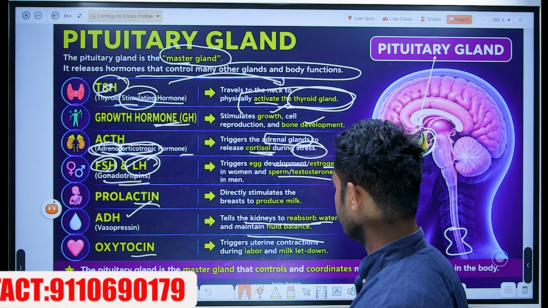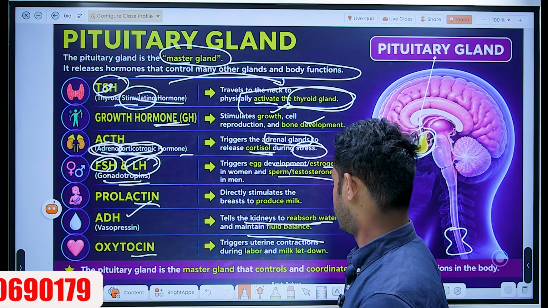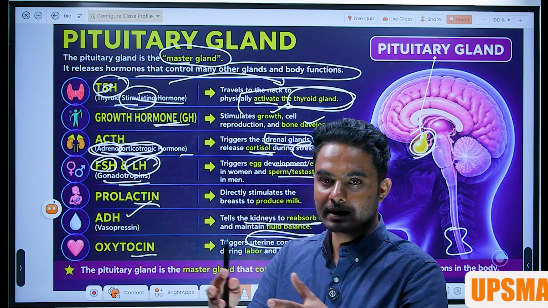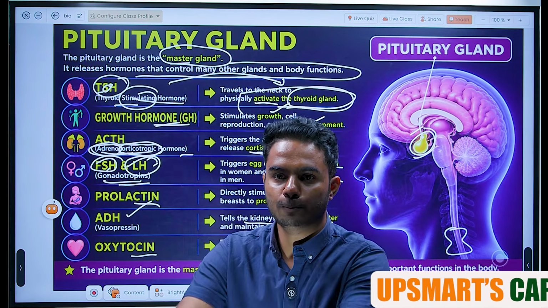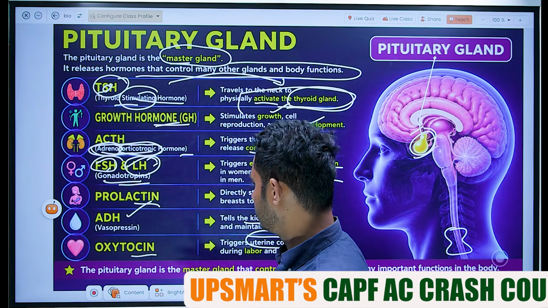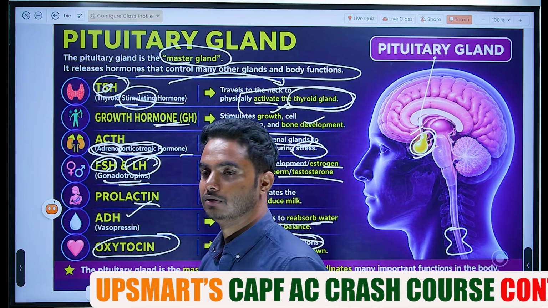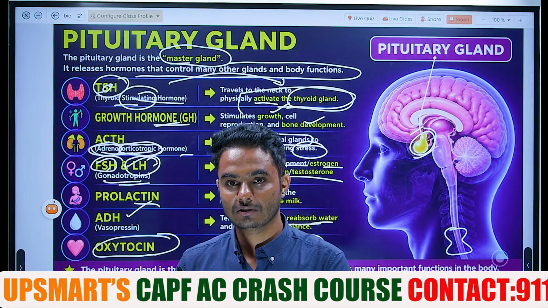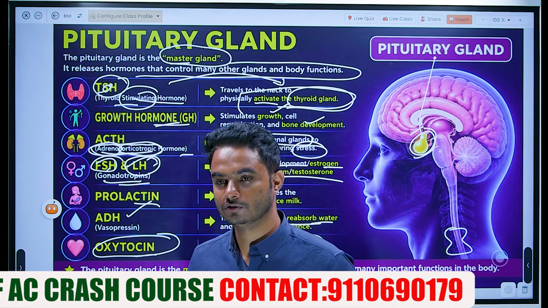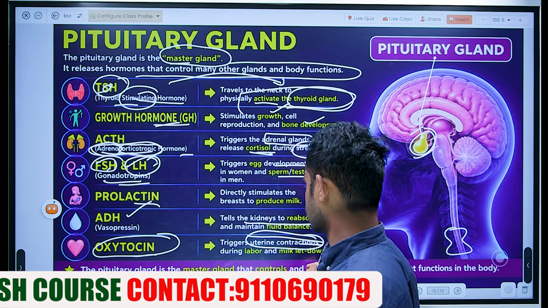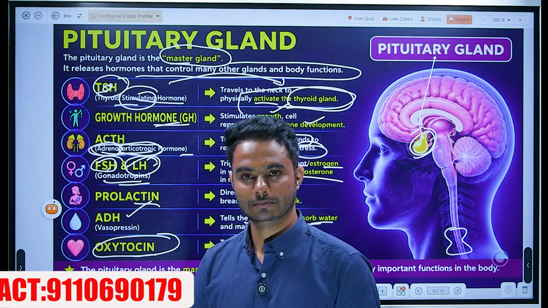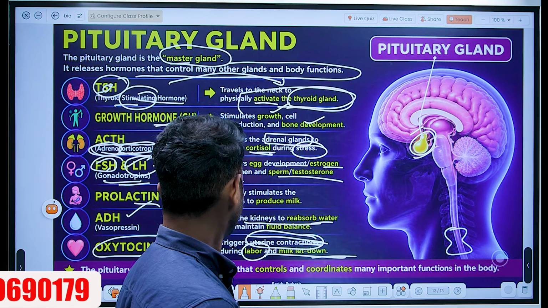Oxytocin. During pregnancy, uterine contractions will be there. The uterus should contract and release, only then will the baby be pushed forward and birth take place, else it becomes very difficult. So the body releases oxytocin, which gives the mother's body extra energy for pushing the baby. It triggers contractions during labor and milk letdown. Labor means the delivery time, pregnancy time.